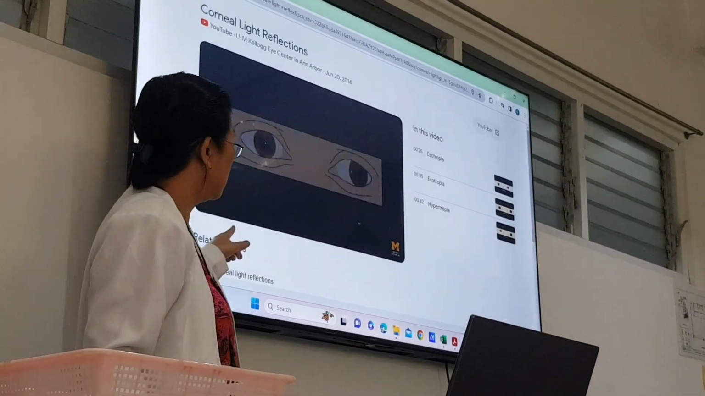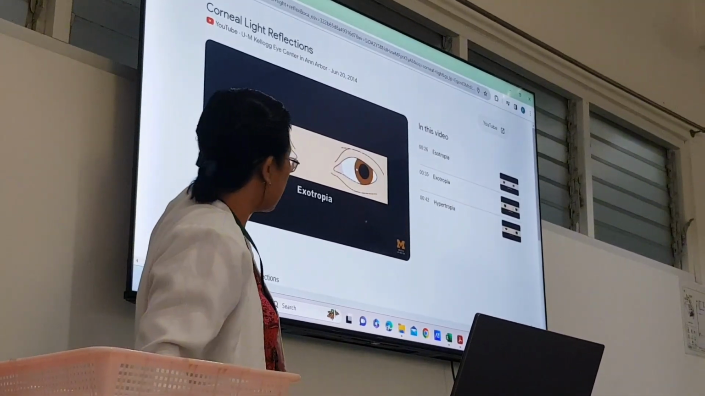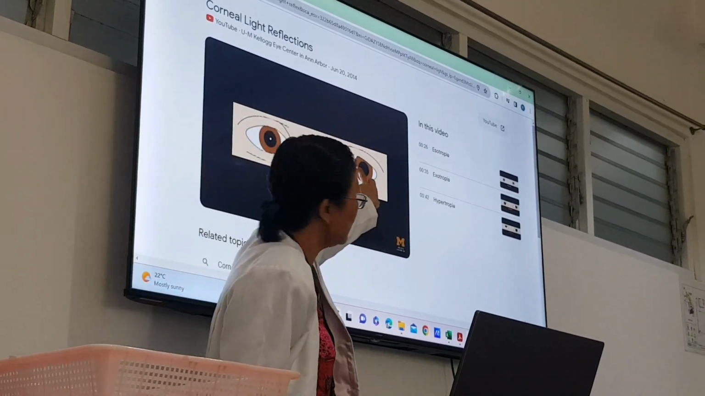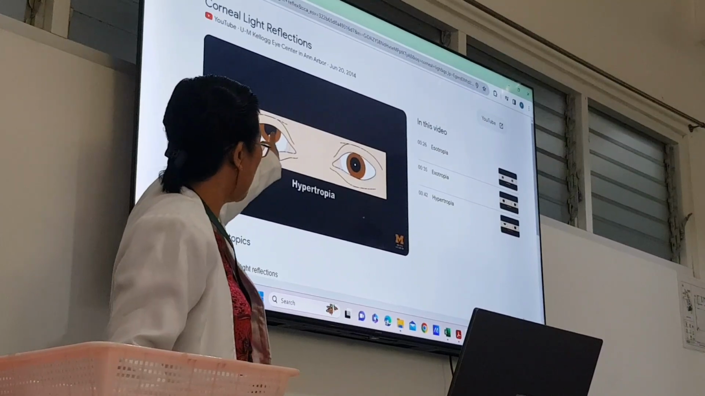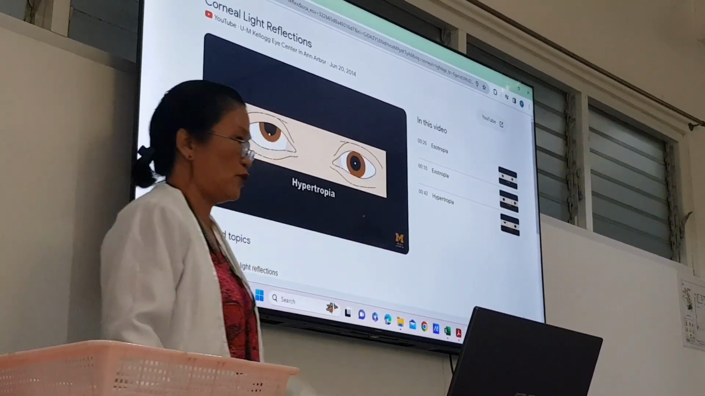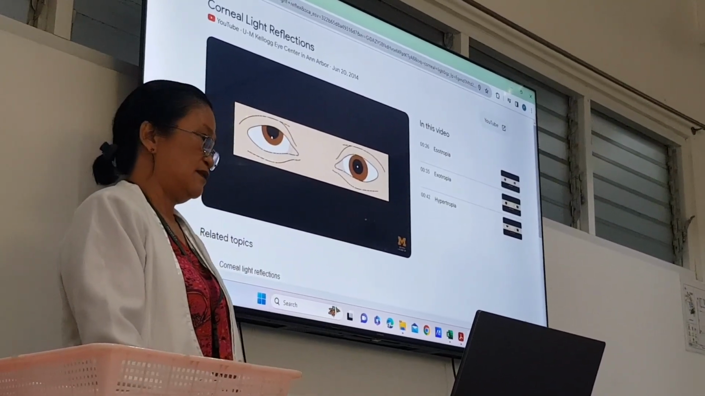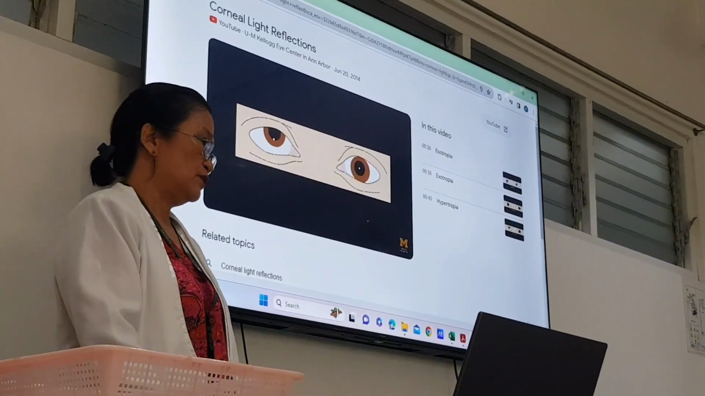In exotropia, or outward misalignment, the light reflection appears displaced medially in the non-fixating left eye. In hypertropia, or vertical misalignment, the light reflection appears displaced downward in the upwardly deviated right eye.